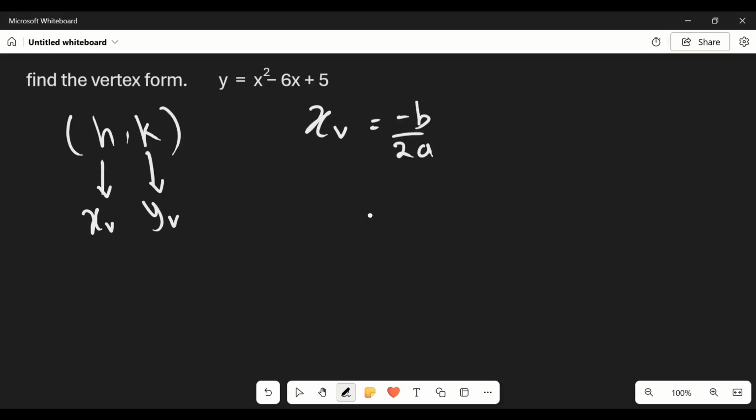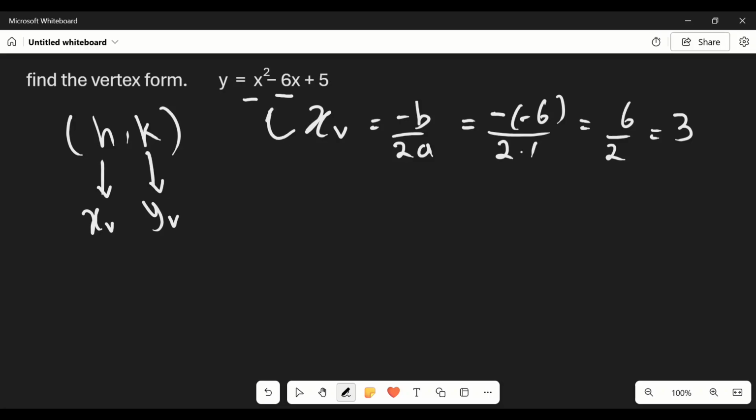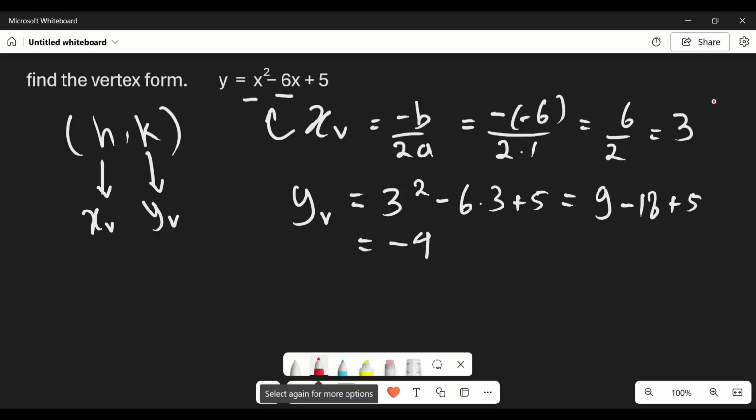We must determine what a and b are. b is this and a is this. Then we compute this a little bit. This is the vertex on the x-axis. Then we want to know the vertex on the y-axis. We must substitute into the formula. Then we compute this. And therefore, here's the h and here's the k.